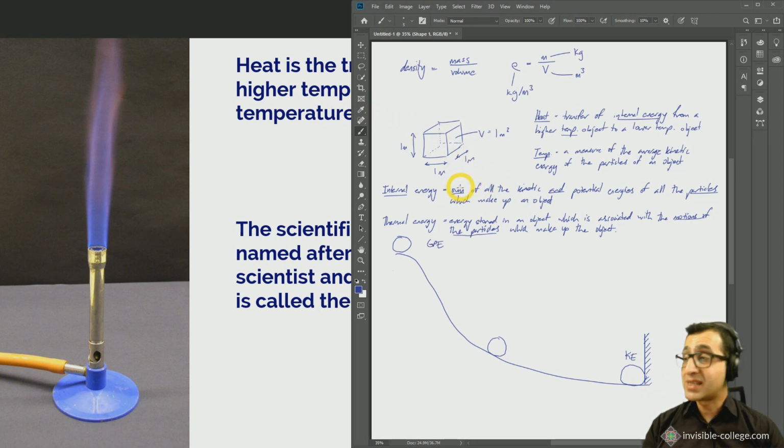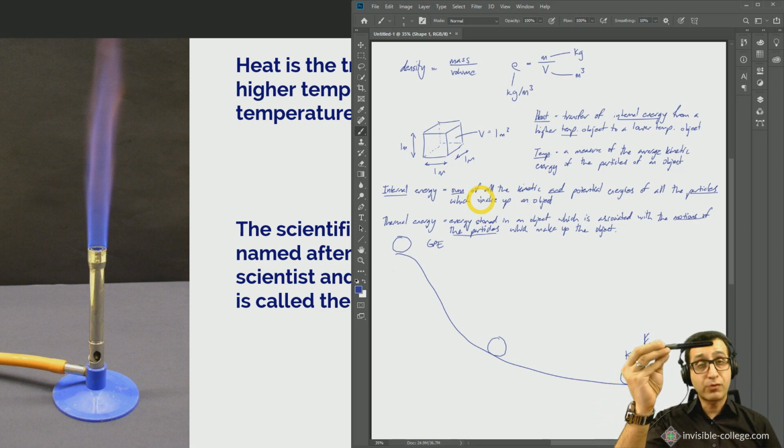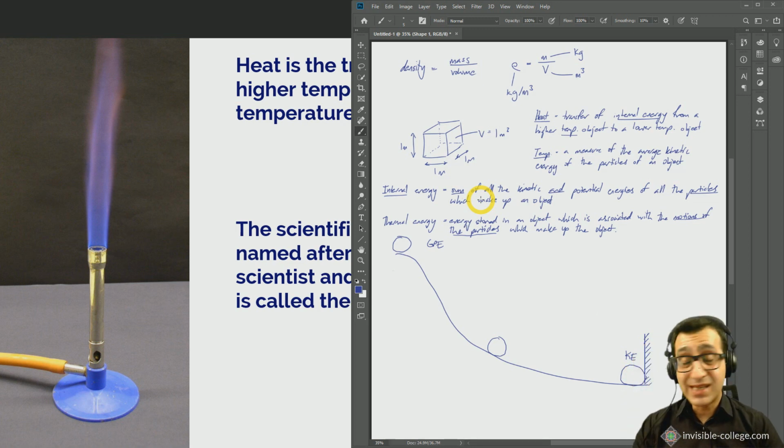So internal energy is the sum of all of the kinetic and potential energies of all of the particles which make up an object. External energy is the sum of the macroscopic kinetic energy and the external potential energies. So if the pen was moving in this direction, it would have mechanical kinetic energy, and it also has external gravitational potential energy as well, because on the macroscopic scale it's in a gravitational field and the gravitational field can accelerate it. So there is a distinction between internal and external energy, but because this topic is about particles, we're talking specifically about the energies associated with particles.